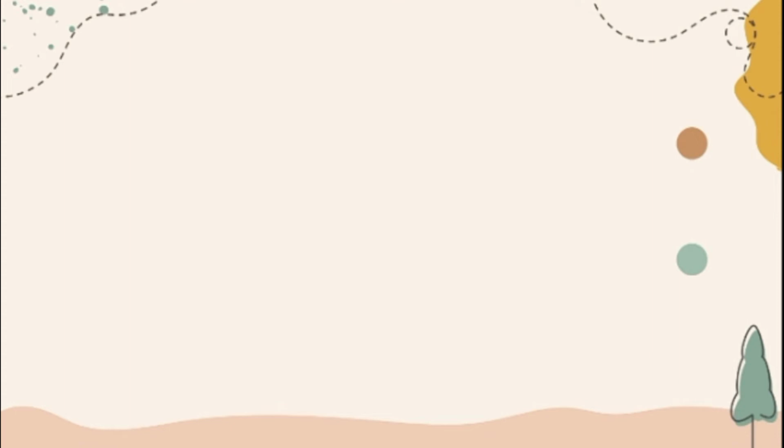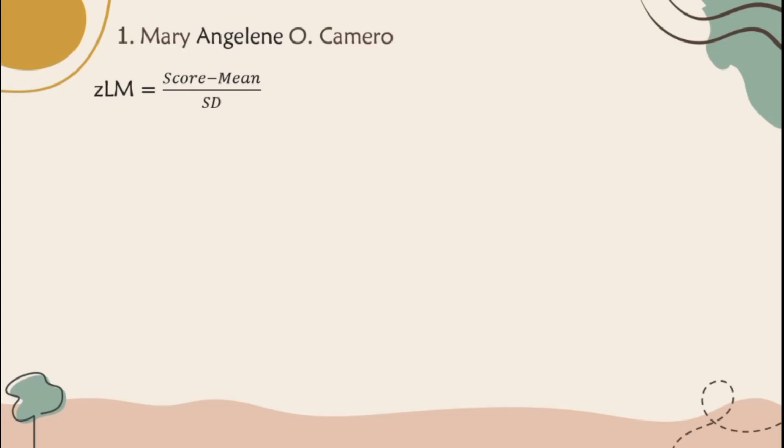And now, we will determine the student's social status by computing the following. For Mary Angeline O. Camero, we will now find her z-score for the like most. Using the formula of the z-score for the like most, it is score minus mean divided by the SD. So the positive score of Mary Angeline O. Camero is 2 minus the mean, which is 3, divided by the positive SD, which is 4.64. 2 minus 3 divided by 4.64 is equal to negative 0.22.